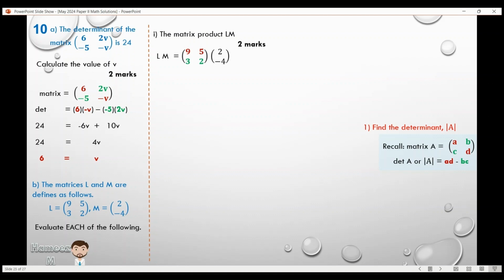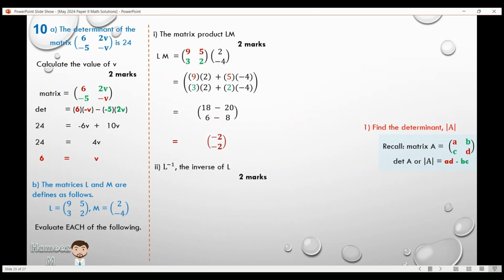And then to get our second term, it will be terms in green times terms in black. 3 times 2 plus 2 times minus 4. So we can have that there. So 9 2s are 18 minus 20. 3 2s are 6 minus 8. So the matrix product LM is minus 2 minus 2. Let's go on to part 2.